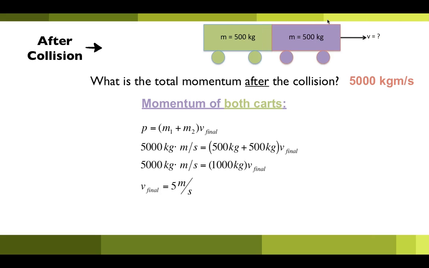All right, so 500 plus 500 gives us 1,000. And then we divide both sides by 1,000 to get velocity by itself. We get a final velocity of 5 meters per second. So that will be the speed at which the combined carts are going to move after the collision. So you see, both ways are solved almost the exact same way, but there's just a small amount of change whenever you're dealing with the fact that the two objects are stuck together in the end for inelastic collisions.